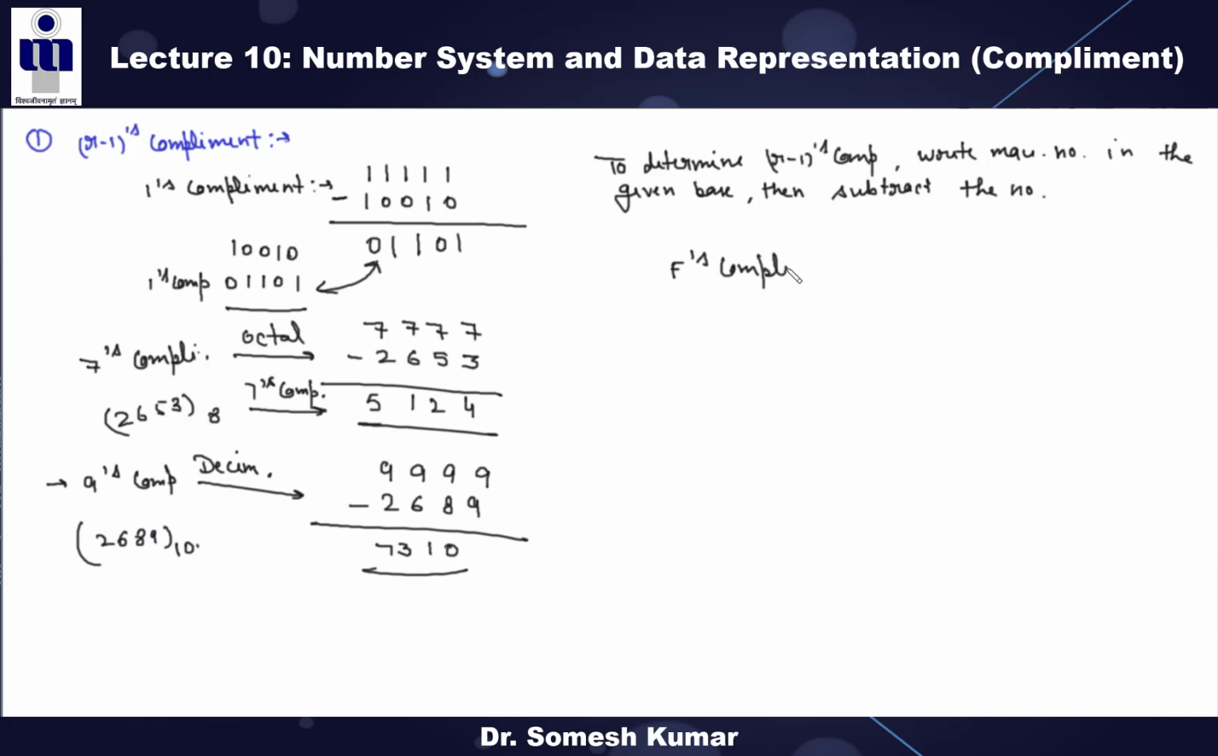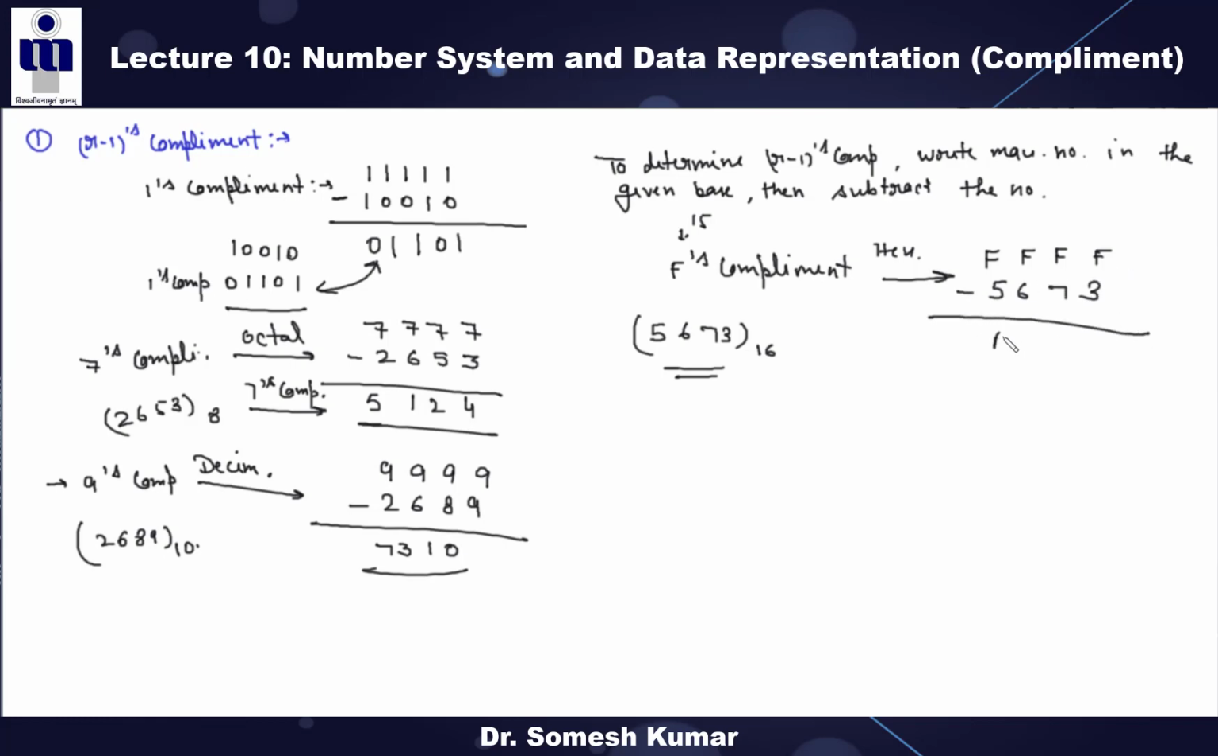Now the next question is, given the Fs complement, what is the meaning of the Fs complement? F means 15, so this number is hexadecimal. It is given 5673. What is the Fs complement of this number? What is the maximum number of the hexadecimal with 4 digits? FFFF minus 5673, and the Fs complement comes to A98C. You can verify. In this way you can find the R minus 1s complement. Now the question comes, how to find the Rs complement.